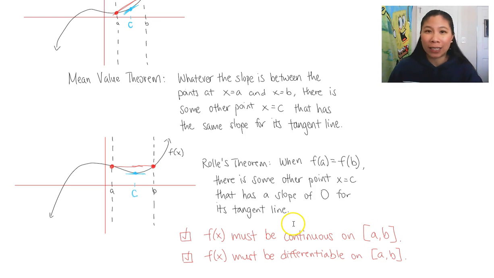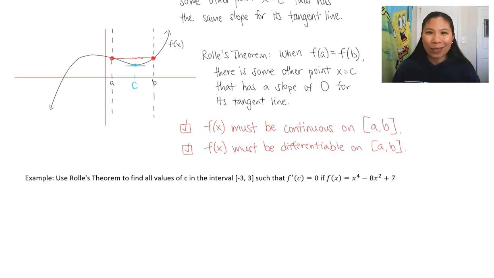So if we have any holes, vertical asymptotes, anything like that, then we wouldn't be able to use Rolle's theorem or the mean value theorem. The other rule is that f of x must be differentiable on the interval from a to b. So that means no sharp turns, no vertical tangent lines, the limit has to exist, all that good stuff that we've talked about before. All right, so let's do an example together.